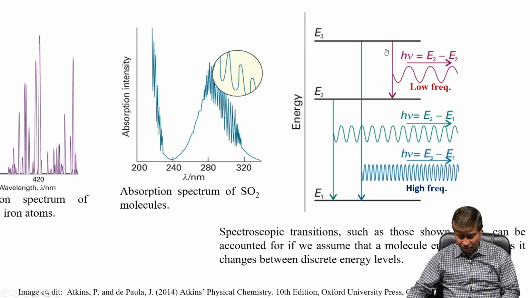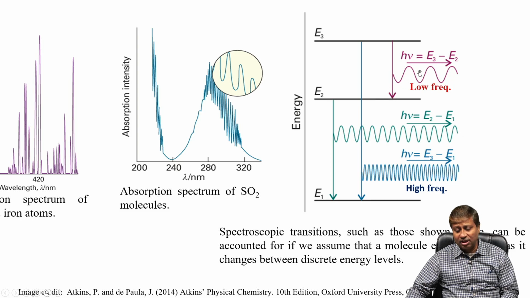Now, if you think of an emission from E3 to E2, that is given by this one. So, from here to here, the radiation you will see is h nu equal to E3 minus E2, and this is a lower energy difference, the difference is low between these. So, the frequency will be low.